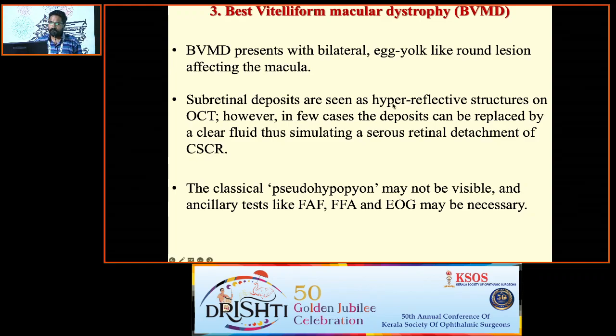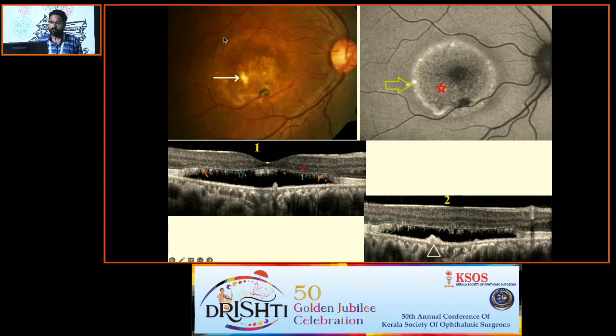So it presents as a bilateral yolk-shaped lesion affecting the macula. The classic pseudohypopyon may not be visible in all cases, and ancillary testing may be needed. So this patient had a vitelliruptive stage of Best disease, and a subretinal yellowish white lesion can be seen in the macula with discrete yellowish lesions scattered around the boundaries.